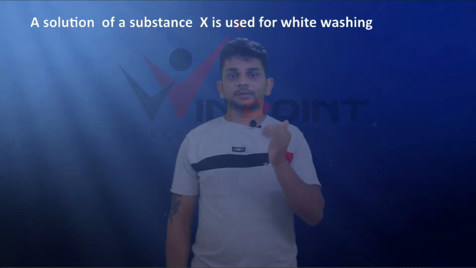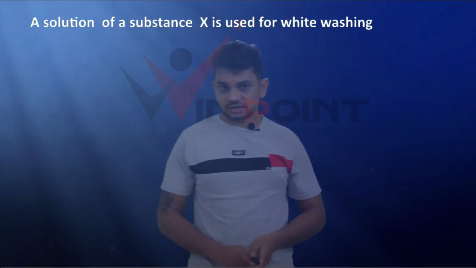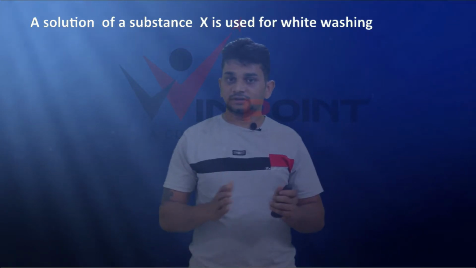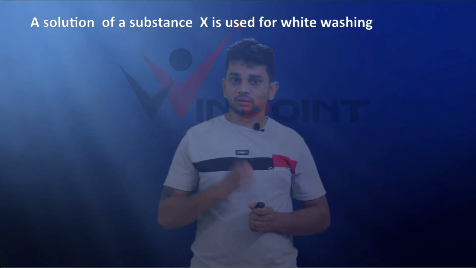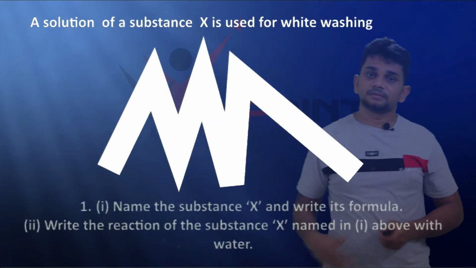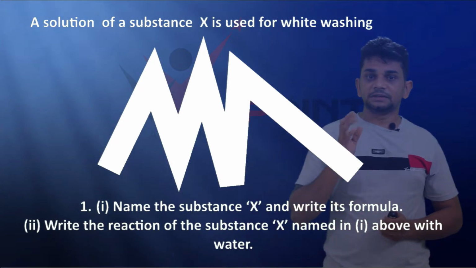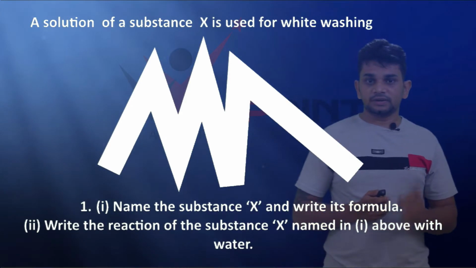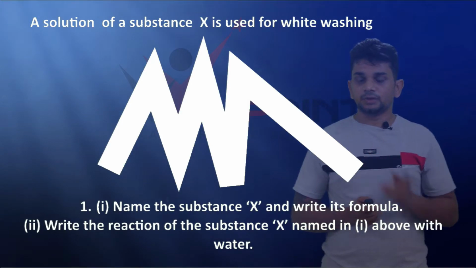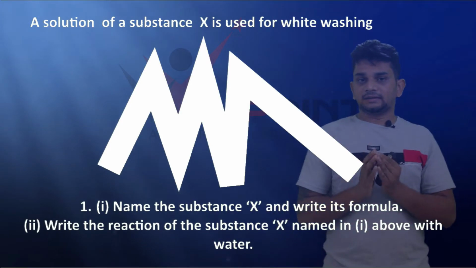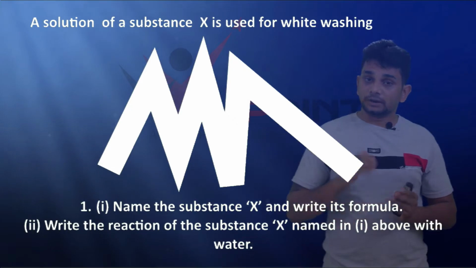A solution of a substance X is used for whitewashing. There is a substance, the substance is X. This substance is used for whitewashing. Right? Name the substance X and write its formula. Write the reaction of the substance X named above with water.